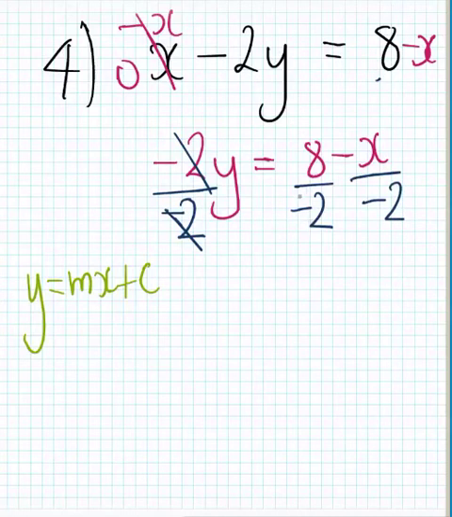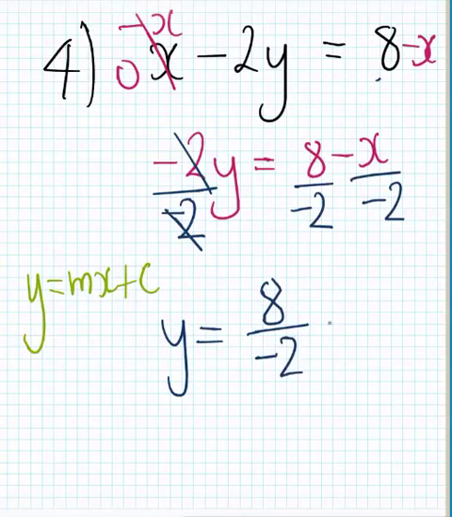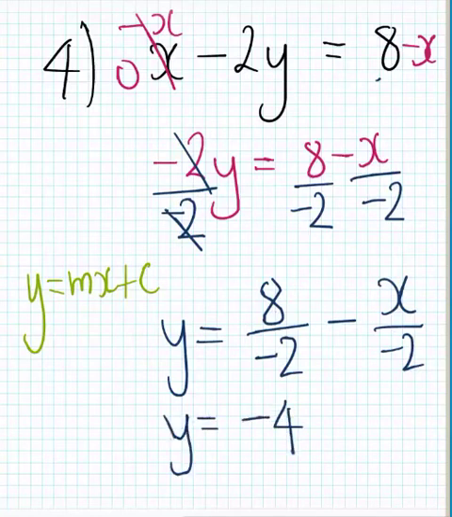And this is where you have to be very careful with negatives and positives. So I'm going to write it out again so it's not so squished up. So y equals, we've got 8 divided by a negative 2 and a takeaway there. And we have an x divided by a negative 2. And you can see how these two negatives here will make a positive. So first of all, 8 divided by a negative 2, that is just going to give us a negative 4. That was pretty easy.